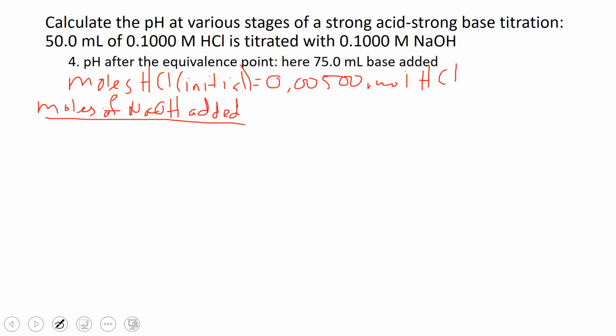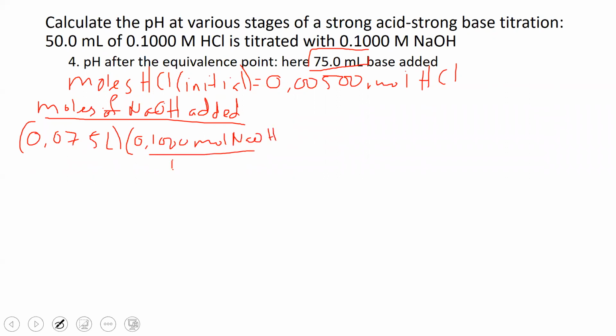Okay, and we do that in the same way. In this case now, we have 75 milliliters of the base, so 0.075 liters. We have the same concentration, 0.1000 moles of sodium hydroxide per liter. So it says that we now have 0.00750 moles of NaOH added, okay?